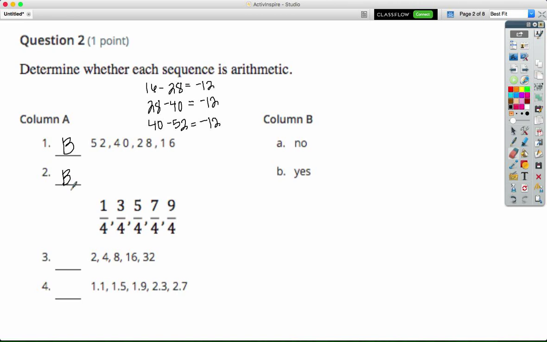So my next one, 2 to 4, 4 to 8, 8 to 16, 16 to 32. Well, many of us probably already see what's happening, but again, if we didn't, we could do what I said and work backwards and check. 32 minus 16, that's 16. 16 minus 8, that's 8. Already I have two differences that are not the same. So it is not an arithmetic sequence. So the last one here, right off the bat, you can probably see that it is adding 0.4 every time, and so it is an arithmetic sequence.